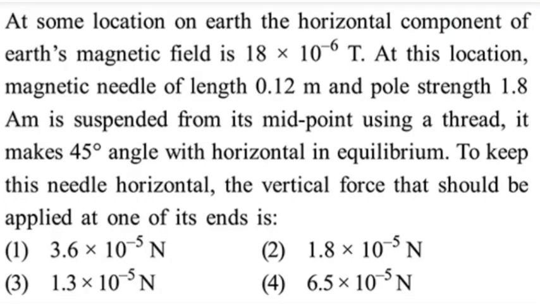At some location on Earth, the horizontal component of Earth's magnetic field is 18 × 10^-6 Tesla.